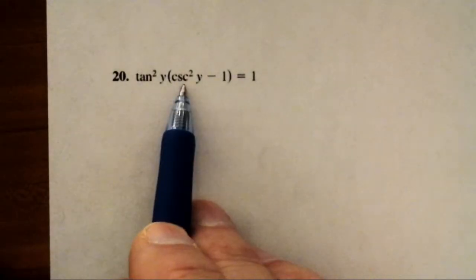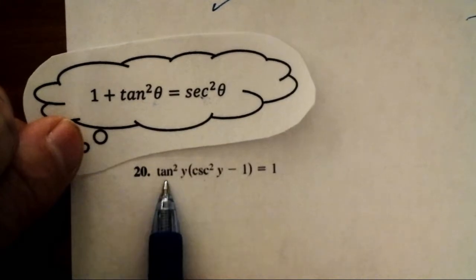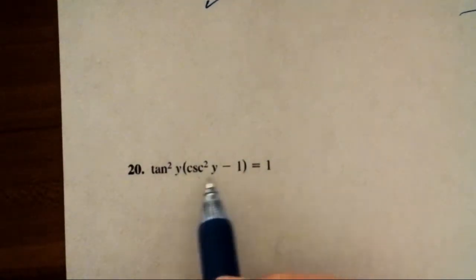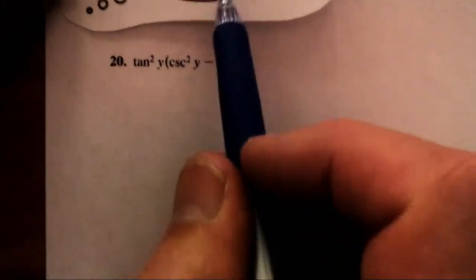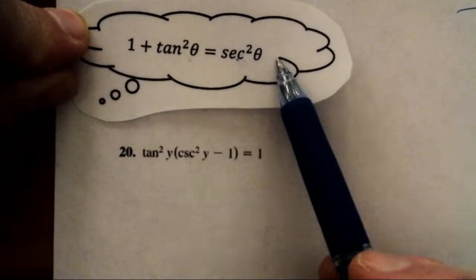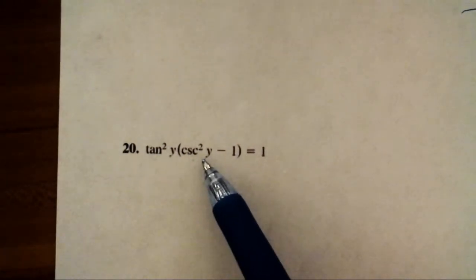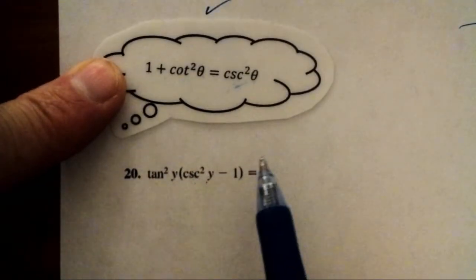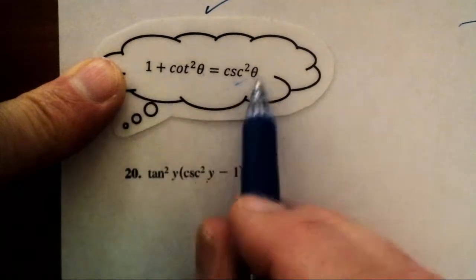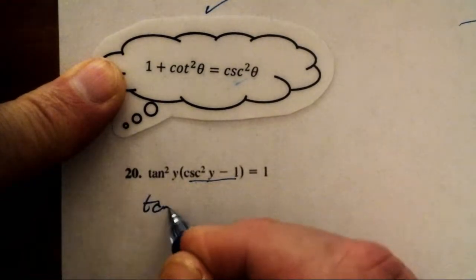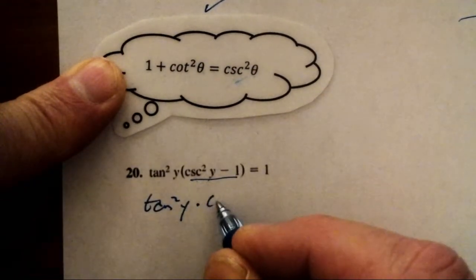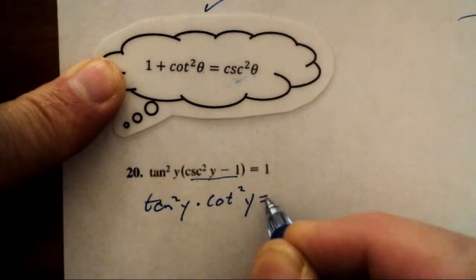Now, tangent squared, cosecant squared, they do not live together in a Pythagorean. Tangent lives with secant. And cosecant likewise lives with cotangent. But Pythagoreans are most definitely in play here. In fact, tangent squared could be turned into secant squared minus 1, or cosecant squared could be turned into 1 plus cotangent squared, but even better yet, cosecant squared minus 1, this is just cotangent squared. Oh, I've got tangent squared of y times plain old cotangent squared of y equals 1.